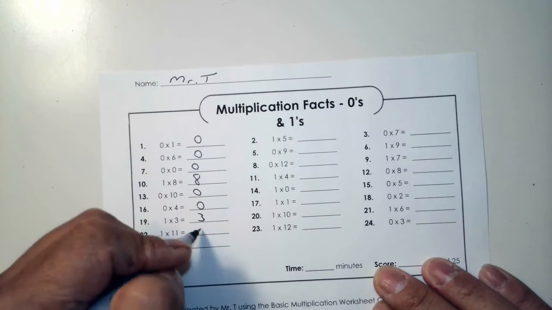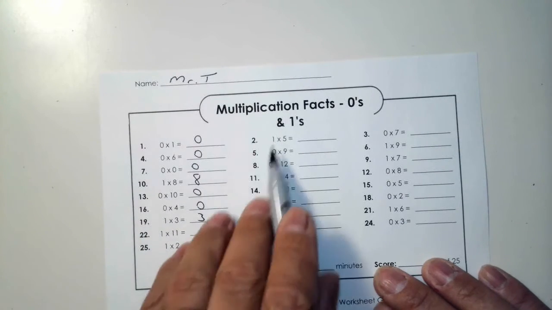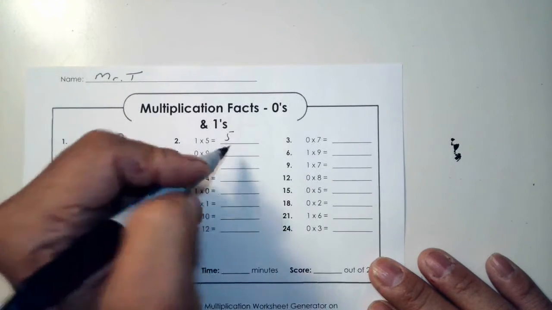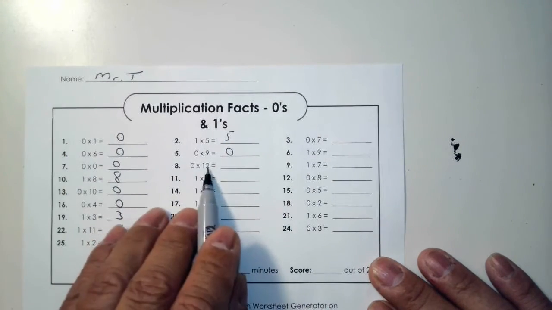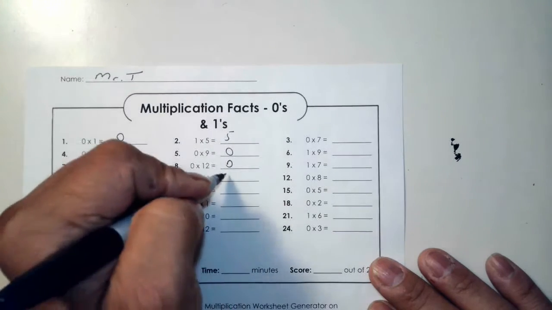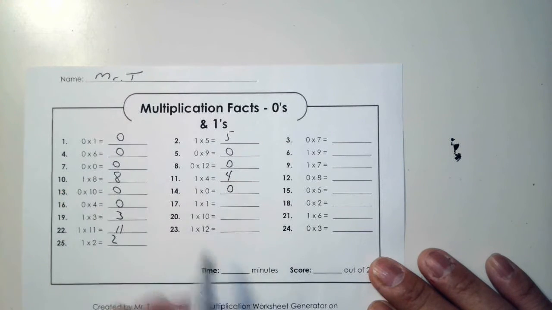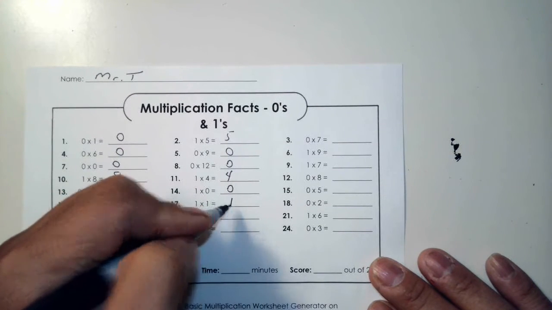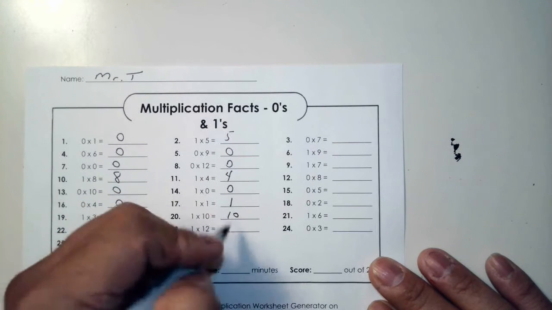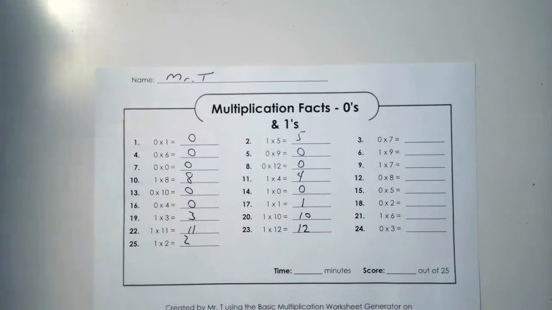1 times 11, 11. 1 times 2, 2. 1 times 5, 5. 0 times 9, 0. 0 times 12, 0. 1 times 4, 4. 1 times 0, 0. 1 times 1, 1. 1 times 10, 10. 1 times 12, 12, and so on and so on.